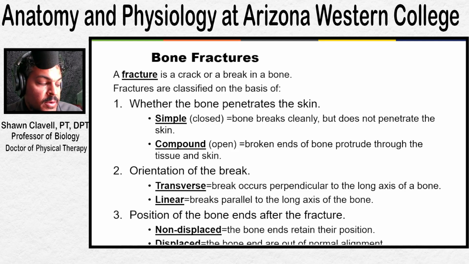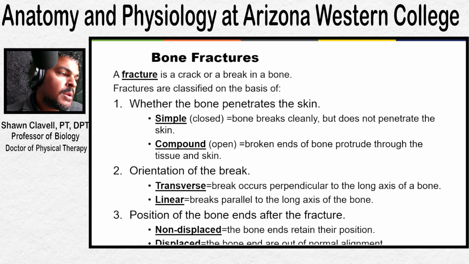And in the later years of life, the most common fractures occur as a result of our bones being a little bit thinner and weaker. First, we can classify fractures based on a number of different things. The first is the position of the bones after the fracture. A non displaced fracture is one in which the bone ends retain their position. If it's displaced, they're out of that normal alignment.